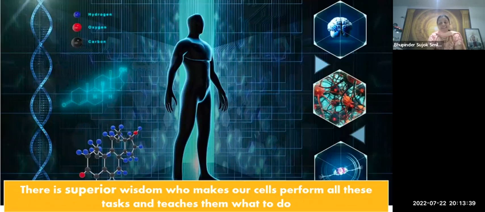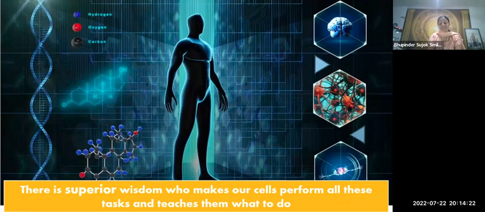Then how is it that they can do all these works? Can you imagine? It means there is a superior wisdom lying within these cells. Our cells do not perform all these tasks by their own wisdom. We owe our life to the higher consciousness operating these tiny beings, which we cannot even see with the naked eye. So it means there is a superior wisdom who makes our cells perform all these tasks.